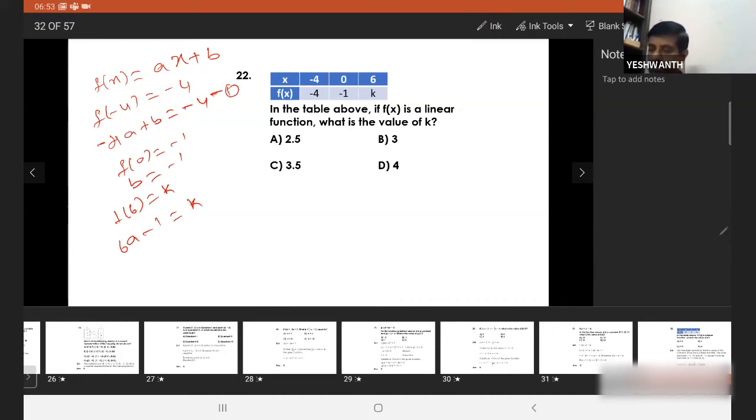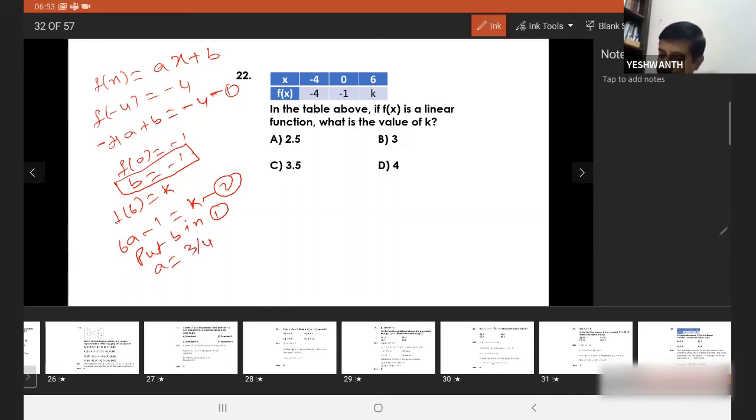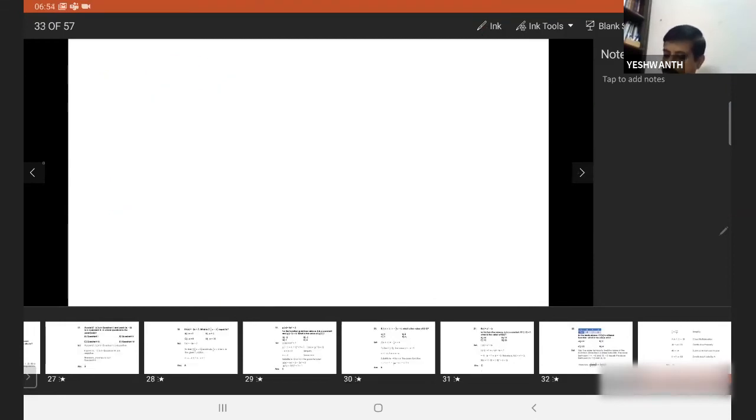Now, if you substitute the value of b here, this is equation 2. Put b in 1. If you put b in 1, the value of b is how much? Minus 1. So you'll get a equal to minus 3 by minus 4. So a equal to 3 by 4. So that means 6 into 3 by 4 minus 1 equal to k. k equal to 18 by 4 minus 1, that is 14 by 4, which is 3.5. The option is C. Please note it quick.